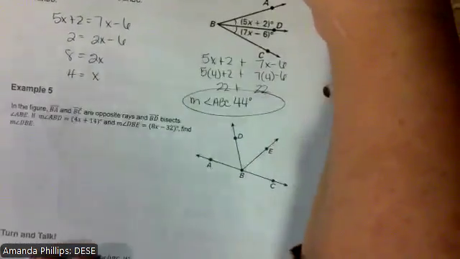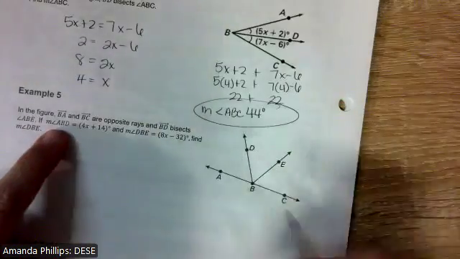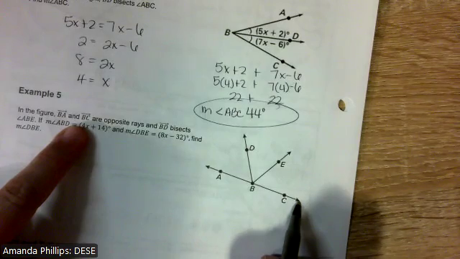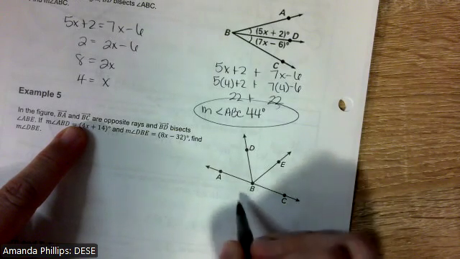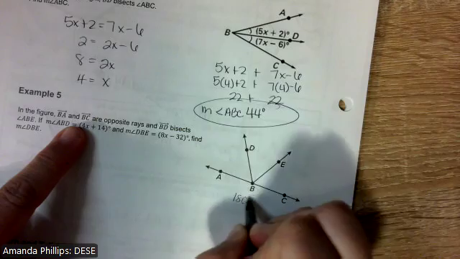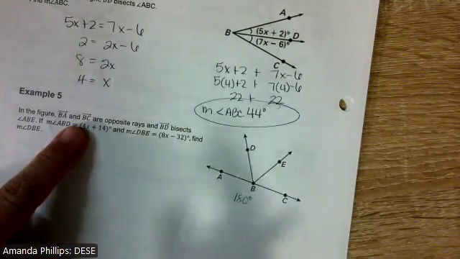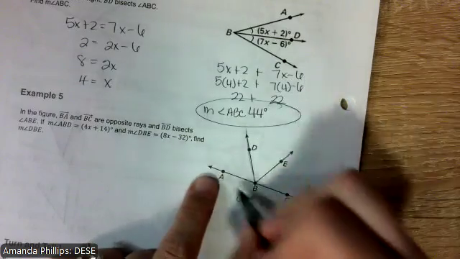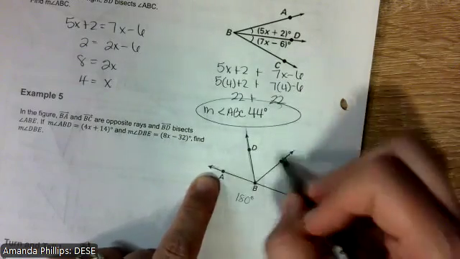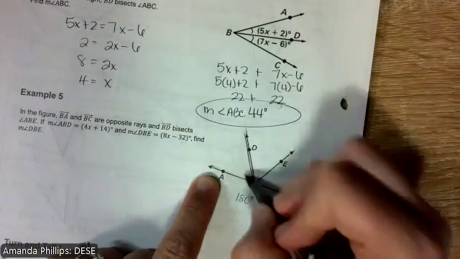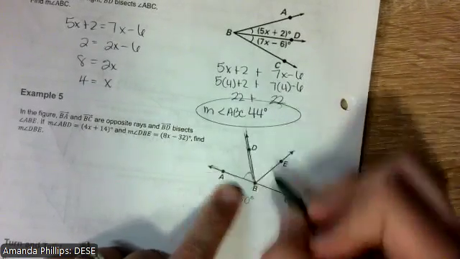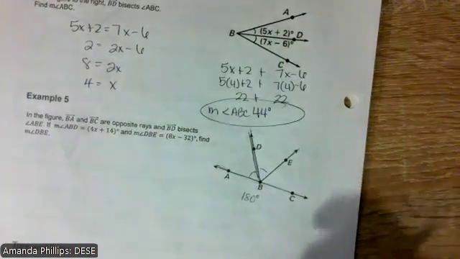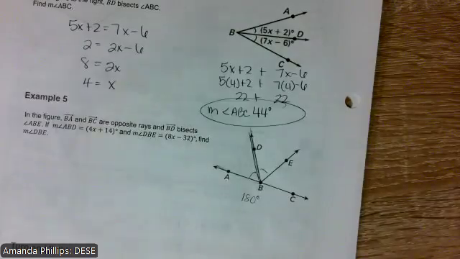All right, let's look at example 5. In the figure, ray BA and ray BC are opposite rays. What does that tell us if they're opposite rays? It's a 180-degree straight angle, right? Keep that in mind. And BD bisects ABE. So if ray BD is the bisector, that tells us that ABD and DBE are congruent angles. Okay, so lots going on in there. Just draw your pictures.